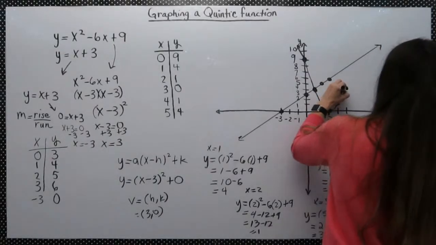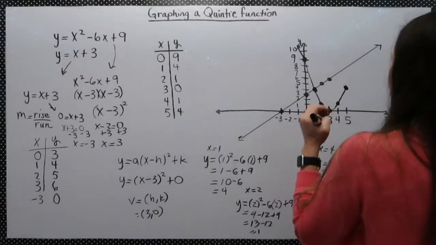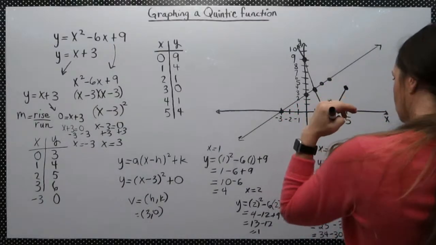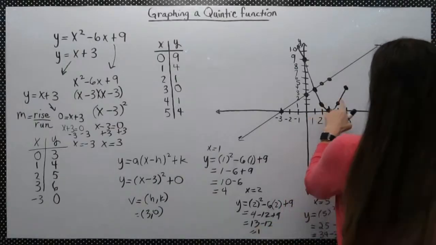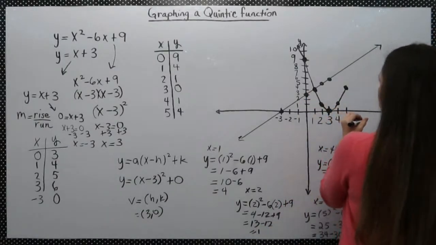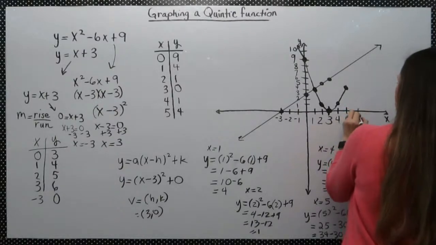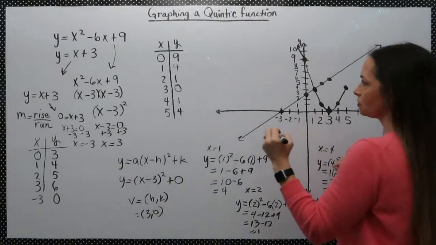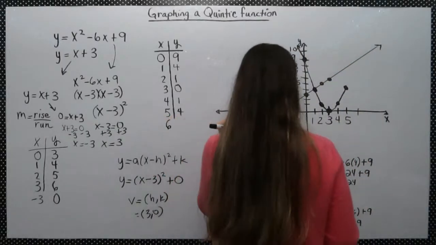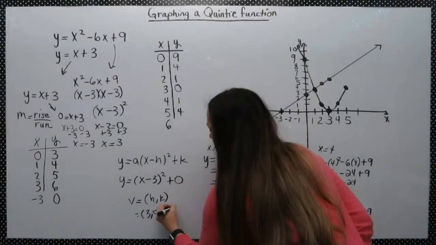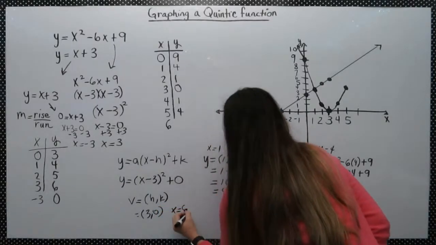So then, let's see, at 5, so technically at 6, we should be at 9. Okay, we're going to do that one. Let's do 6 real quick. It's relevant. And I'll put it in here. x equals 6.